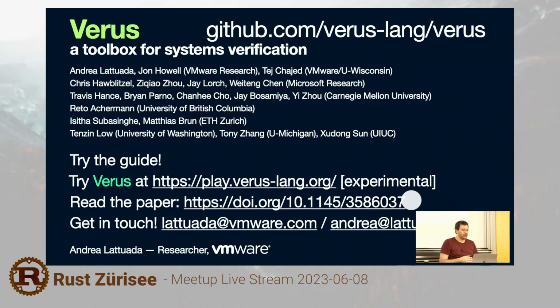So if you're interested, try the guide. Try Verus. Thanks to folks at CMU, we have this cool play.rust-lang-alike over there. There's a paper if you're academically minded, and if you have questions, you're trying the tool, things don't work, get in touch, either on GitHub, just open an issue, or shoot me an email. And yeah, I think with that, I'm done.